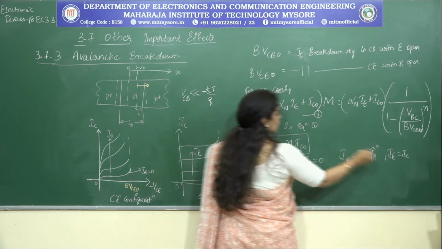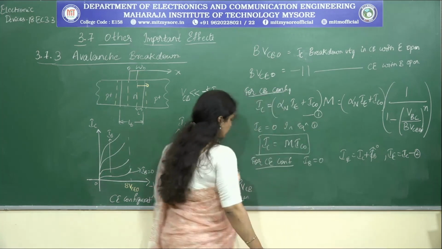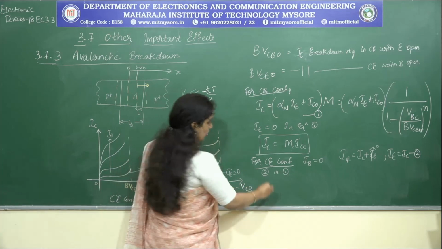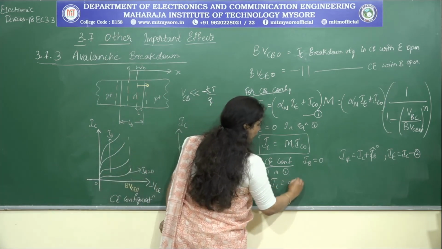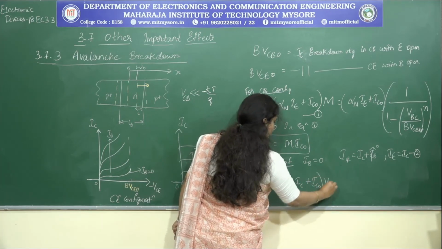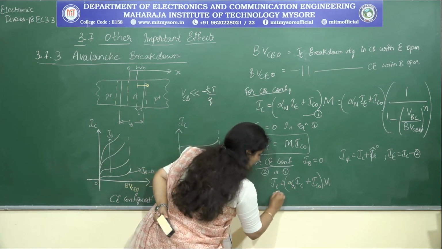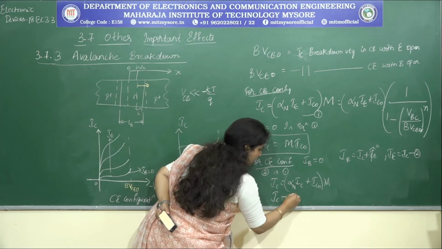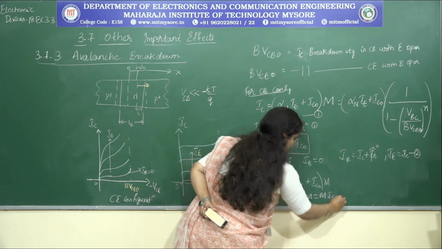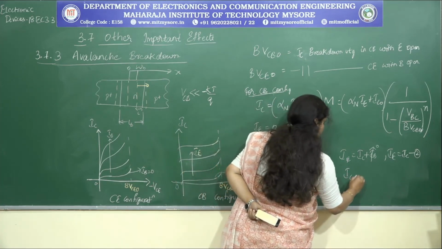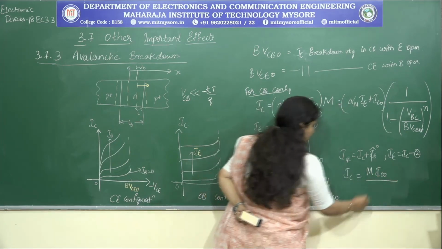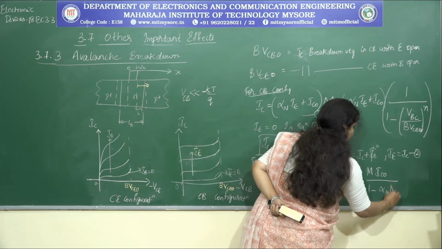Now, let me substitute that here. So, 2 in 1, if I substitute, then what happens? IC is equal to, in place of IE, I will substitute IC plus ICO, into M. Now, let me try to solve it. I will shift the IC term to one side. Now, if I take IC as common factor, what will be the term? I will be getting M into ICO divided by 1 minus alpha N into M.